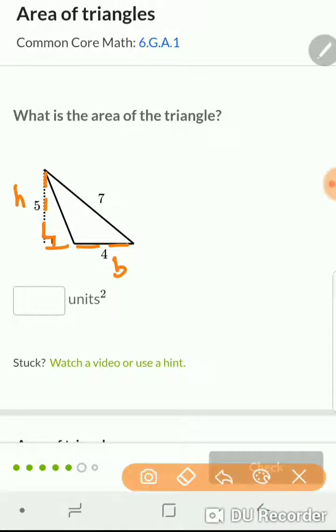So I'm going to take half of 4 this time. 4 divided by 2 gives me 2. Multiply by the other side, which is 5. Because remember, 7 is a distraction because it doesn't make any right angles. And 2 times 5 is 10. So my final answer is 10.